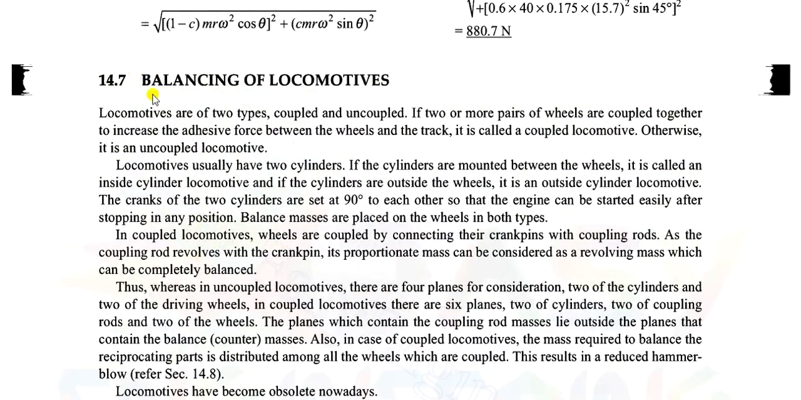Meanwhile, balancing of locomotives is of two types, coupled and uncoupled. If two or more pairs of wheels are coupled together to increase the adhesive force between the wheels and track, it is called a coupled locomotive. Otherwise it is an uncoupled locomotive.